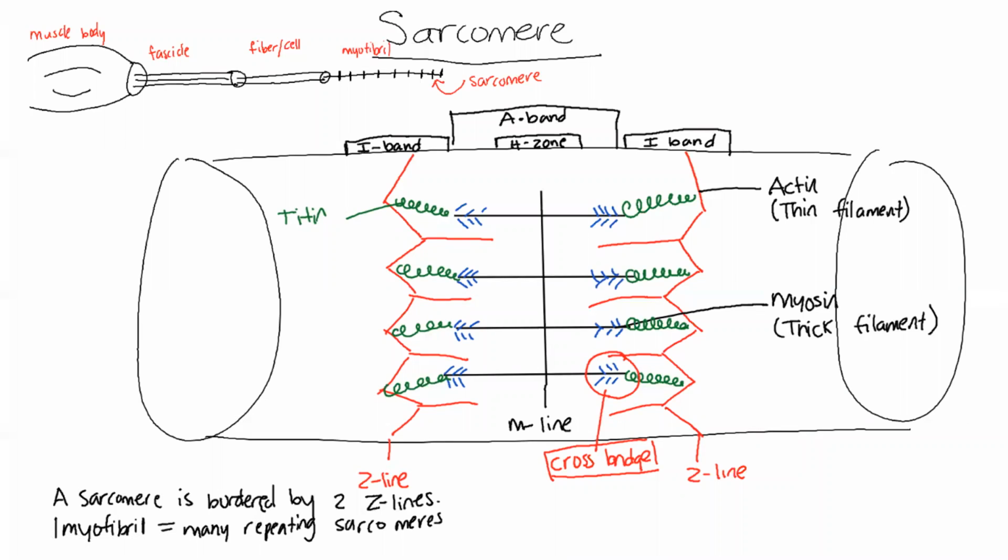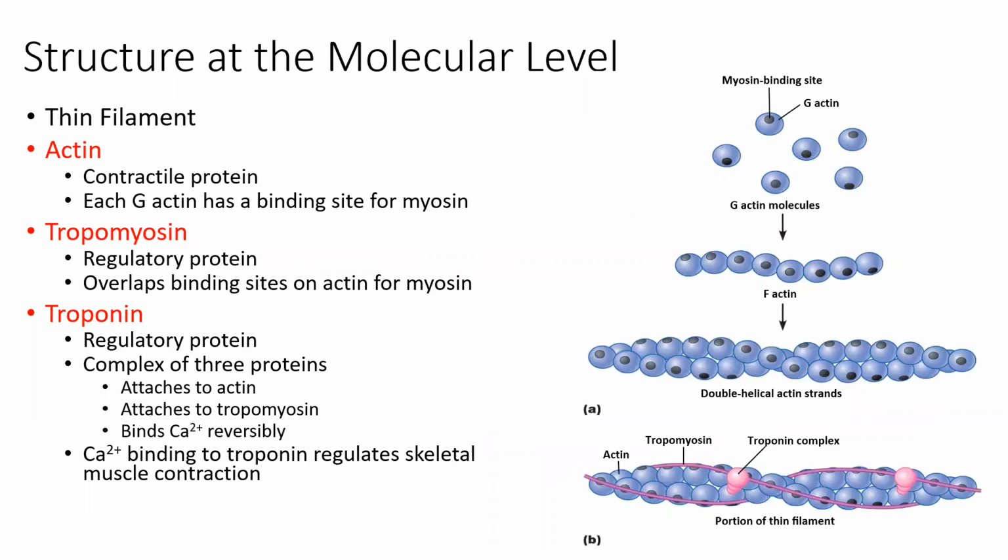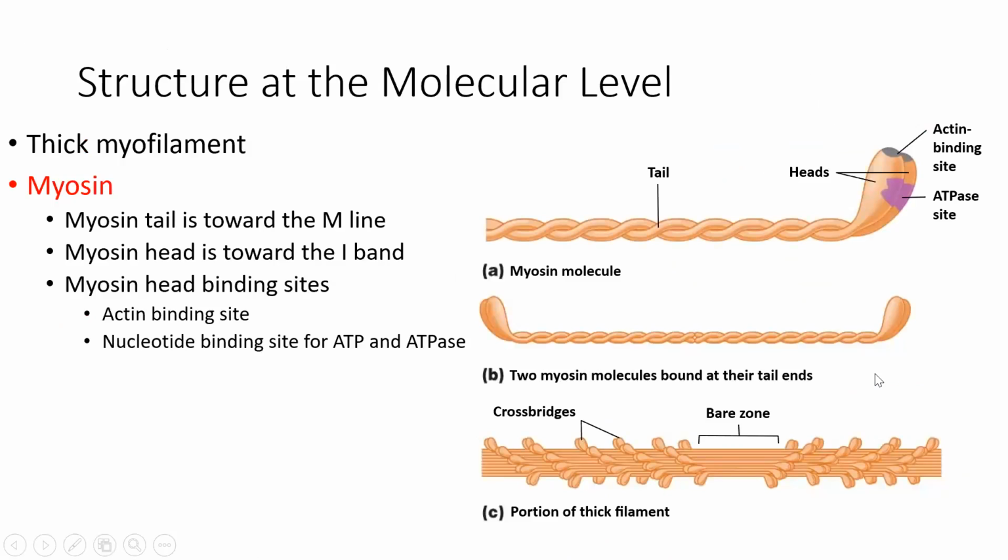We spoke about the binding site on, let's actually look at this here. The binding site on actin, so these black dots are the myosin heads, and then the binding sites on myosin where it will bind to actin. So the actin binding sites on myosin. We also talked about the ATPase site on the myosin heads as well. This is where ATP will bind, and this is going to provide the energy for the movement, okay?